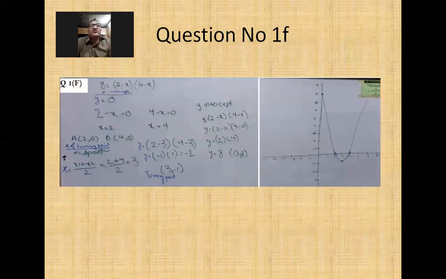An equation is given: y equals (2 minus x)(4 minus x). You are familiar with this kind of equation, but there's a problem. The x should not be in the second position here. It should be in the first position. You can change it by taking a negative common outside, and then it becomes easy.